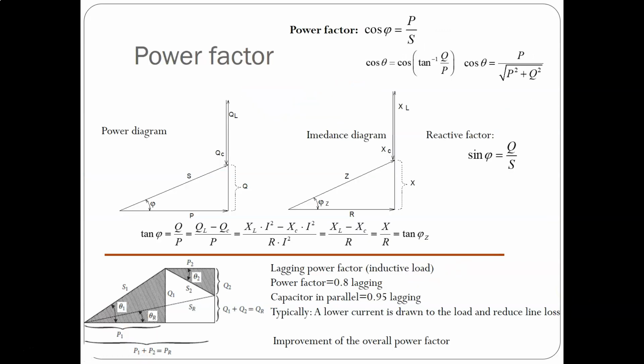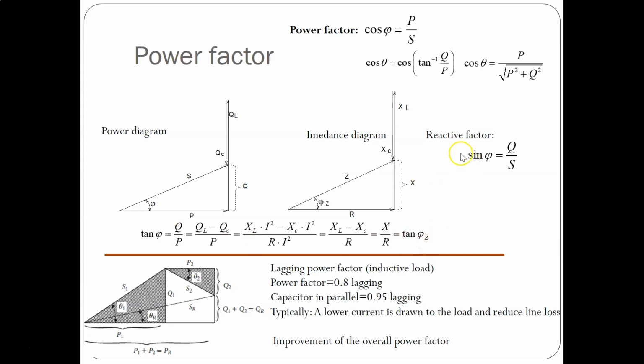Another very important part of the power is the power factor. The power factor, you can see up here, is the cosine of the angle in the power triangle. It's the active power divided by the apparent power. So this means how much of the apparent power is active power. To the left here you can see the power diagram, and at the same time you also have the impedance diagram. From this expression, we can see that the angle of the power diagram for this single-phase circuit is the same as the impedance angle.